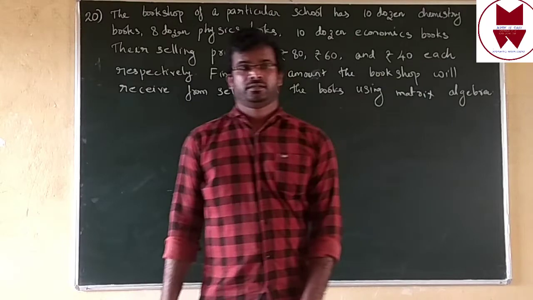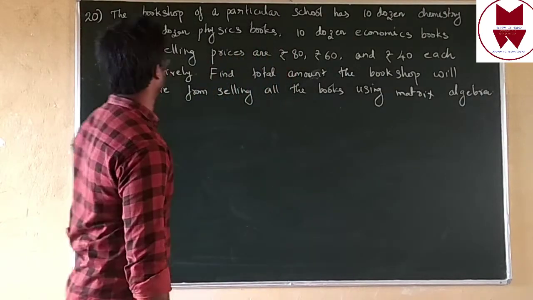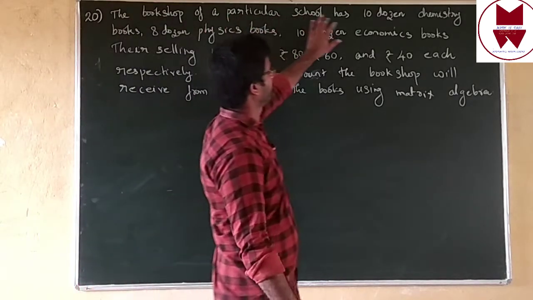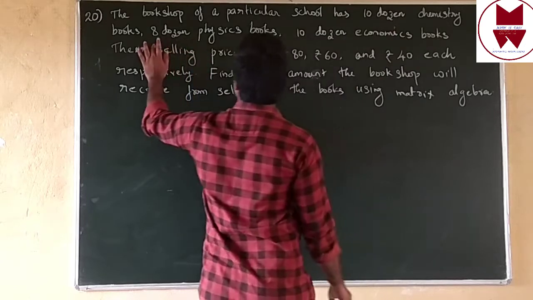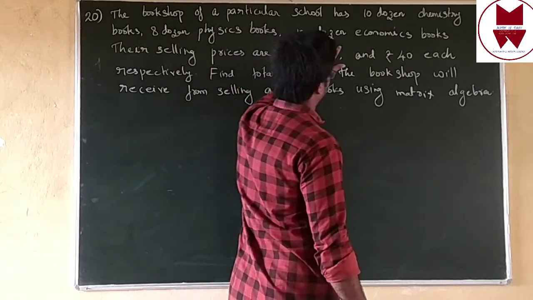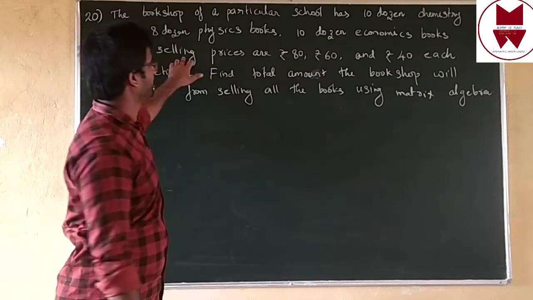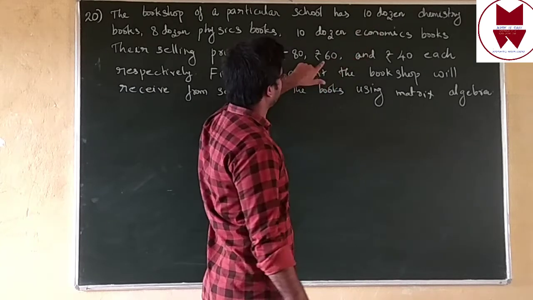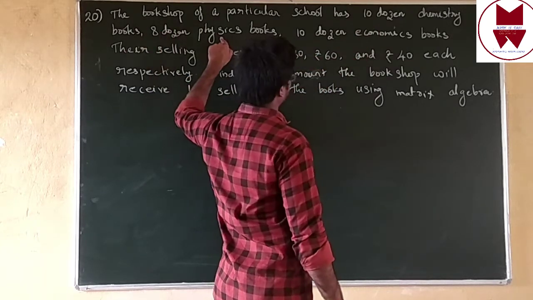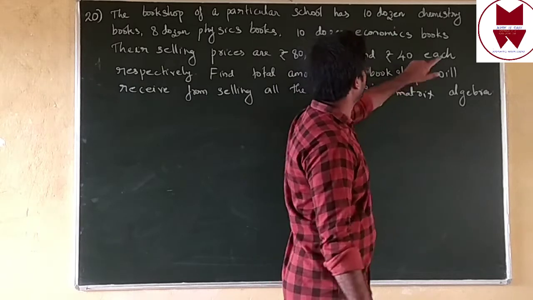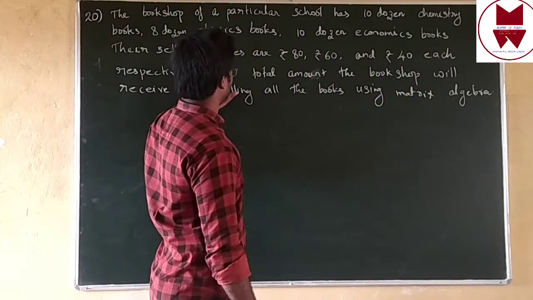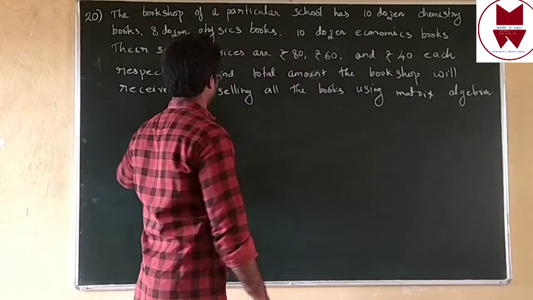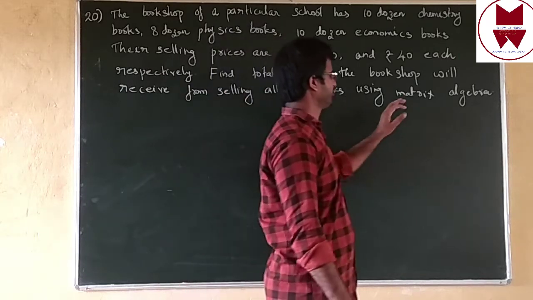Then now we can do question number 20. What is the question? The bookshop of a particular school has 10 dozen chemistry books, 8 dozen physics books, and 10 dozen economics books. Their selling prices are rupees 80 for chemistry books, 60 for physics and 40 for economics, respectively. Find the total amount the bookshop will receive from selling all the books using matrix algebra.